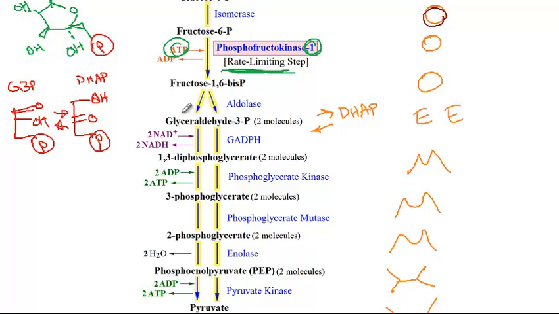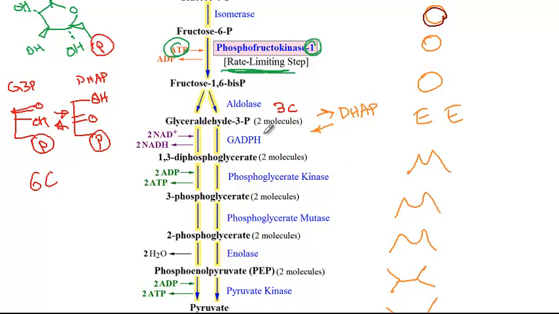So therefore, we can say that now one glucose molecule, which was made of 6 carbons, has yielded 2 molecules of glyceraldehyde 3-phosphate, which is a 3 carbon molecule. So from here on, that's why I'm showing you 2 arrows for every reaction, because we have 2 molecules of every one of these products that we are going through.